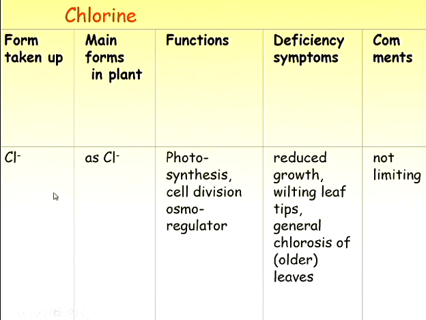Chlorine is present as Cl-, so chloride in the environment. And that is the form that plants take up, and it's also the form in which it stays in the plant. So it just stays as Cl-. It can get accumulated actually to quite high levels. And it's needed as an osmoregulator, similar to K+ that you saw earlier.